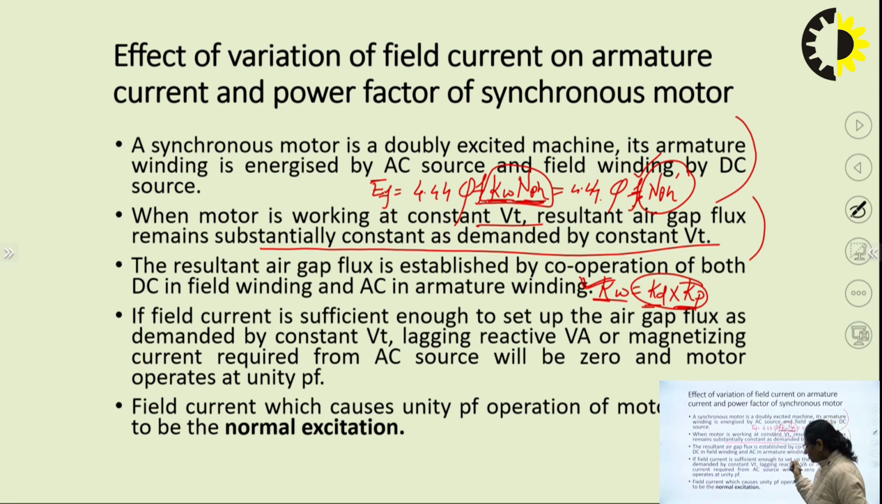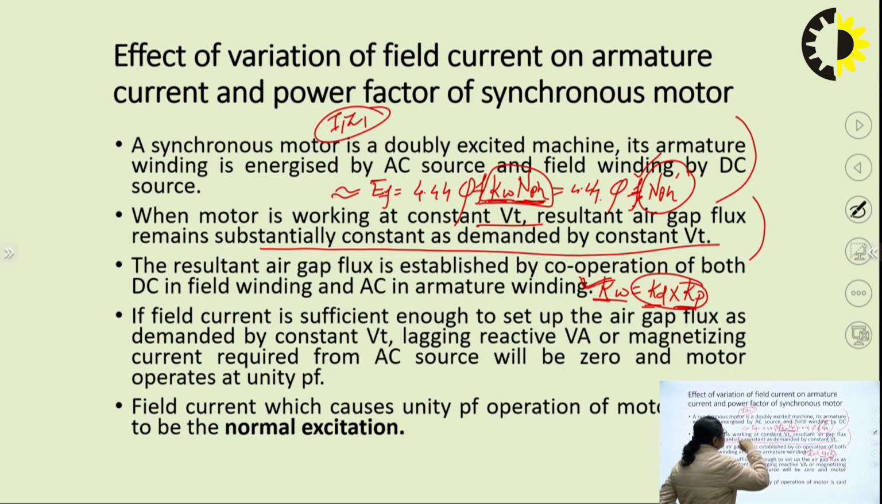What is the difference between terminal voltage and induced EMF? The difference is the voltage drop in the self-impedance of the armature circuit. That voltage drop is actually the I1Z1 voltage drop. The I1Z1 voltage drop is negligibly small as compared to the magnitude of the terminal voltage or the back EMF. So, we know the terminal voltage is approximately equal to the back EMF. If the terminal voltage is constant, the right hand side of the equation has to remain constant.